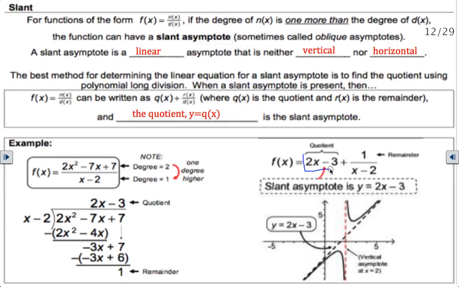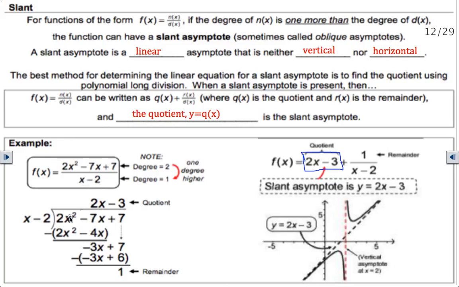So in the example in your notes, this part is where the slant asymptote is. You just set y equal to that and you can graph it, and you'll see where it is. Your notes do show you how to do long division. It's the same process that you learned in 5th grade a long time ago, except this time we have variables and numbers. Let me go through the process with you. In this case, your numerator is 2x squared minus 7x plus 7, and you're going to divide by x minus 2.